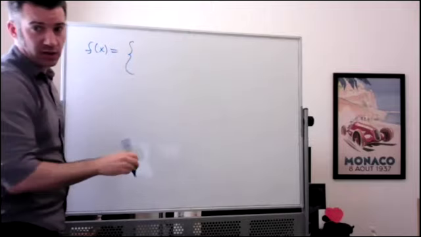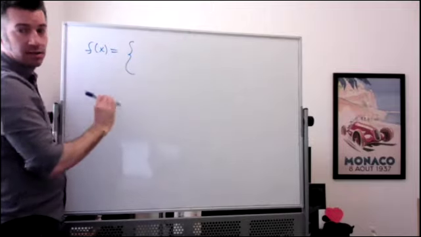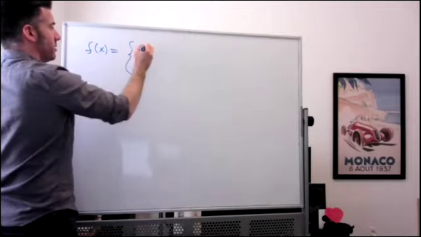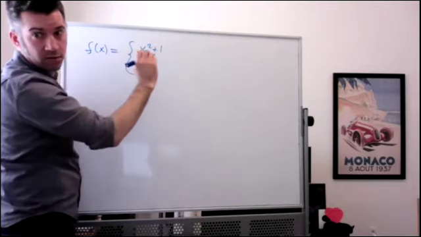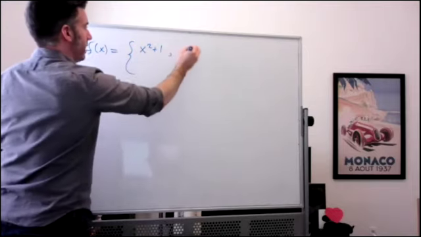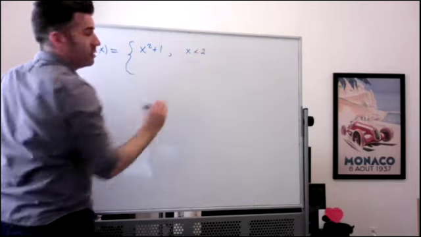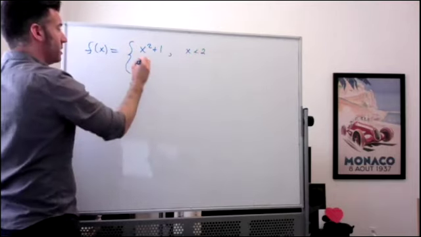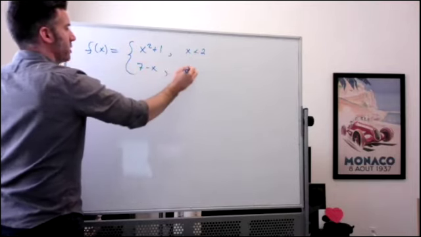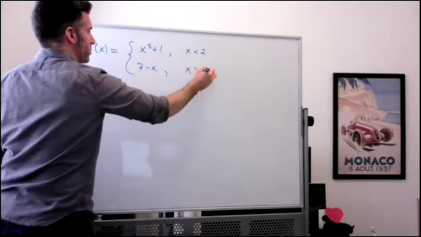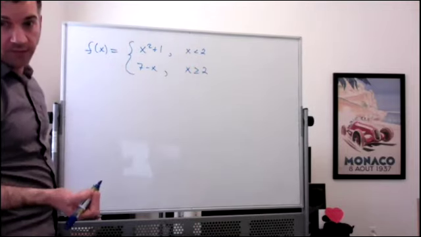So usually piecewise functions have a large brace like this, a left brace. It's equal to x squared plus 1 when x is less than 2. And it's equal to 7 minus x when x is greater than or equal to 2. We want to graph it.